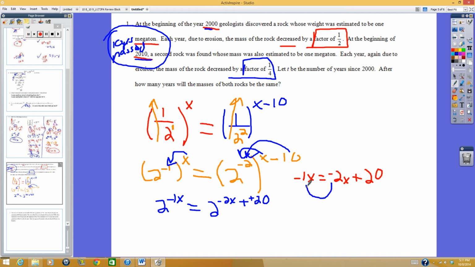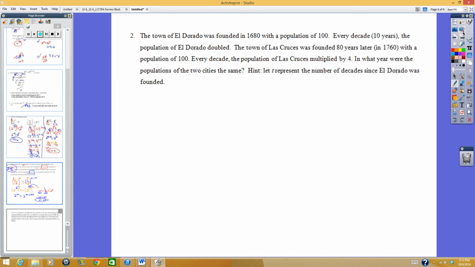I want to move this over here, so I'm going to add 2x, add 2x, okay? And then over here, negative 1x plus 2x equals 1x, which equals 20. And 1x is really 1 times x, which is x. You're done. The answer is 20. Okay? Whew! That was a lot of work. Did you work as hard as I did? I hope you did. Alright, next.